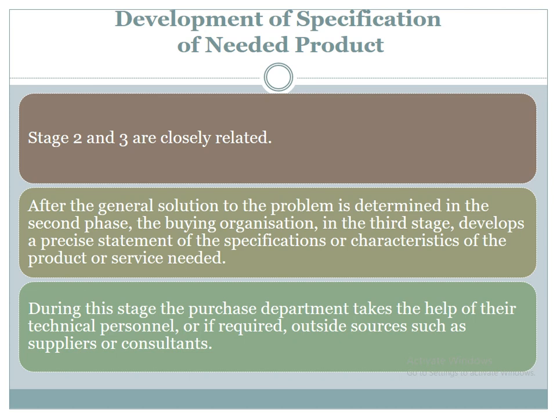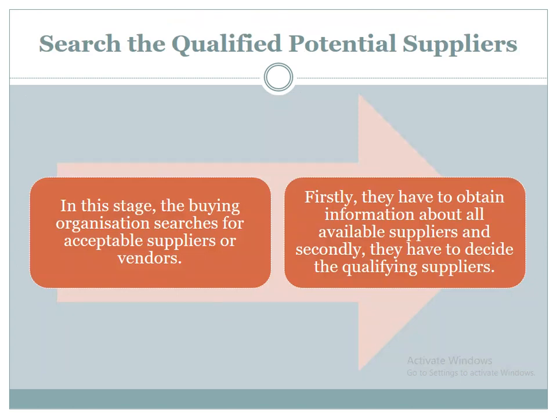Industrial marketers have a great opportunity to get involved at this stage by helping the buyer organization to develop product specification and characteristics. It would give a definite advantage by ensuring that the needed product includes his or her company's product characteristics and specifications. Then we will talk about the next stage, that is, the search for qualified potential suppliers.